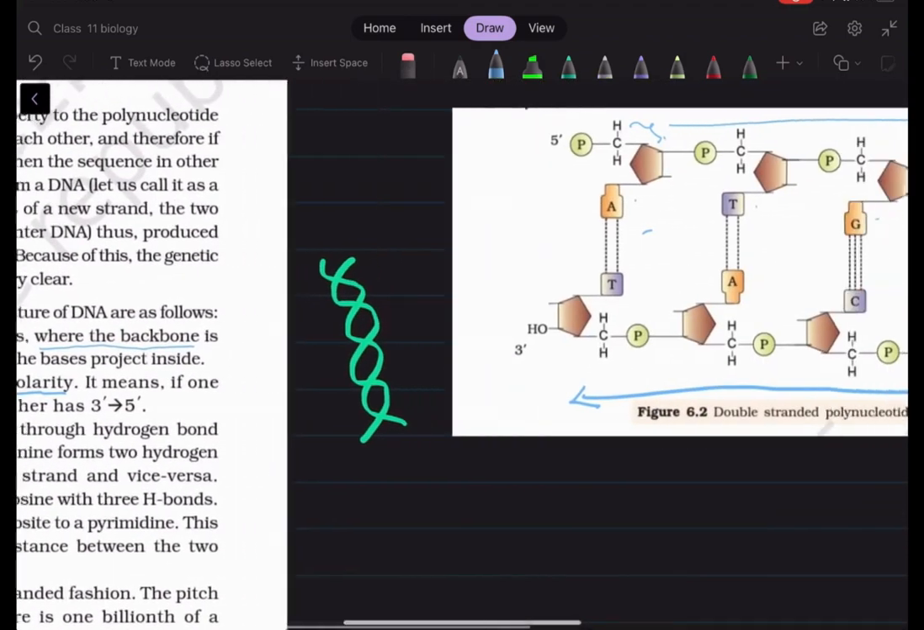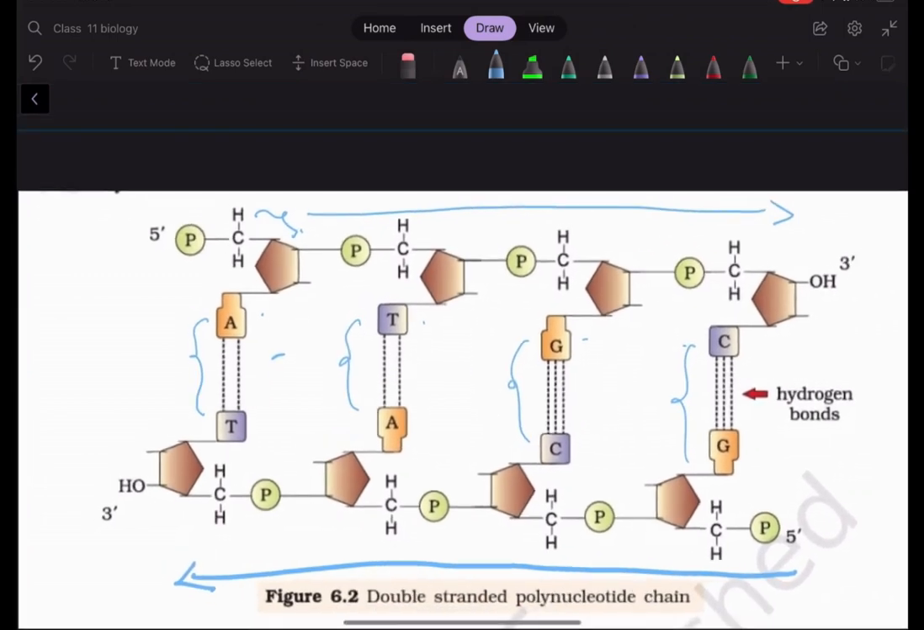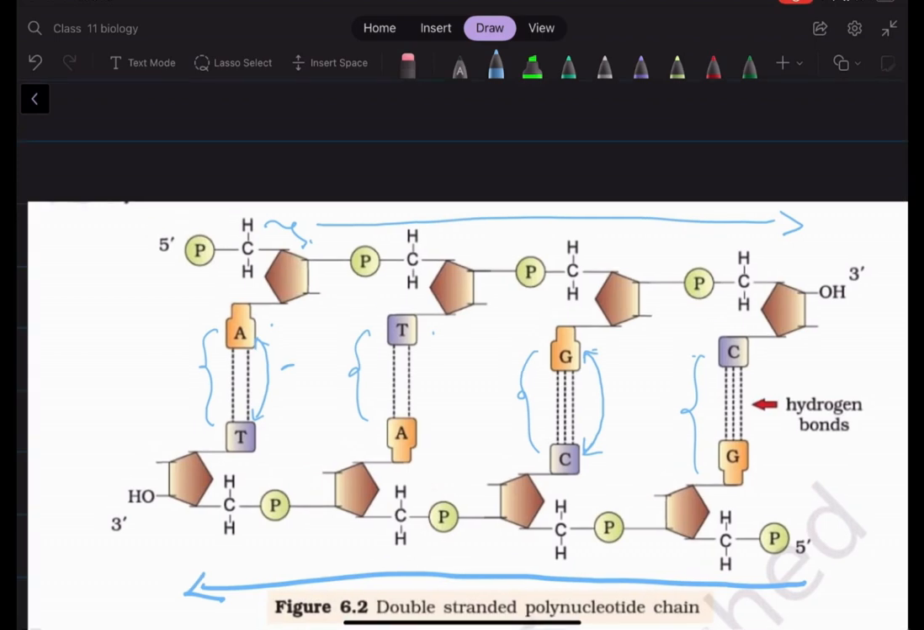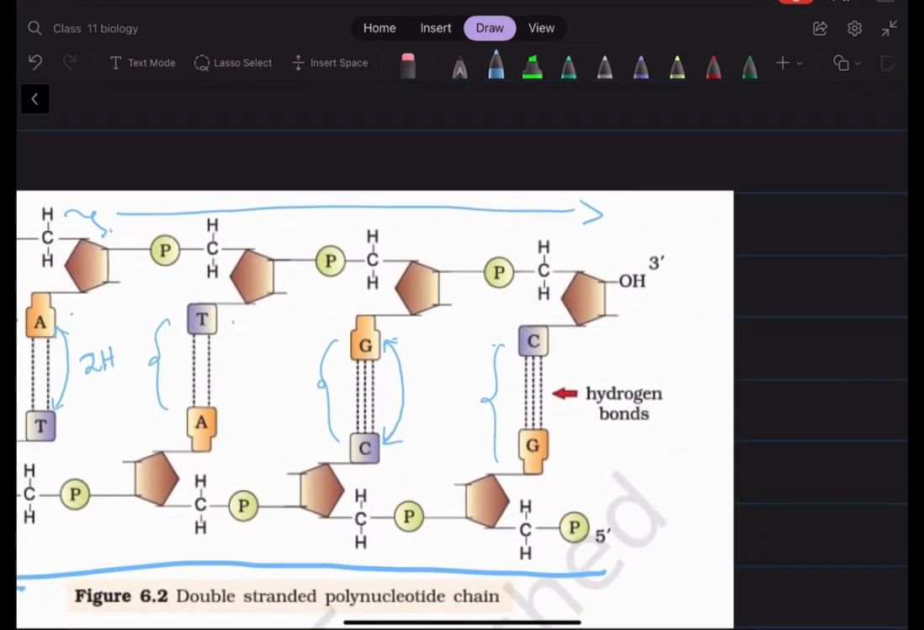The next point mentions that the nitrogen bases of the two anti-parallel strands form bonds. You can see here, all of them have formed bonds. Adenine always pairs with thymine, and guanine always pairs with cytosine. This is a rule. Adenine forms two hydrogen bonds with thymine, and guanine and cytosine form three hydrogen bonds with each other.